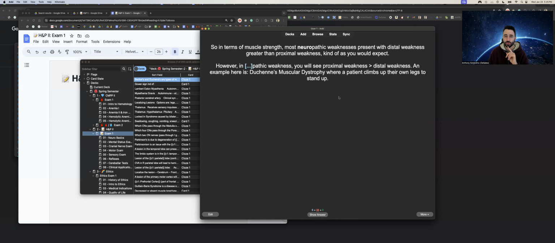All right. So in terms of muscle strength, most neuropathic weaknesses, okay. Yeah, in myopathic weaknesses, you'll see proximal weaknesses are greater than distal weaknesses, meaning my ankle is stronger than my hip. So I can use my ankle to climb up my hip to actually get up. So you see that in Duchenne's muscular dystrophy. Okay.